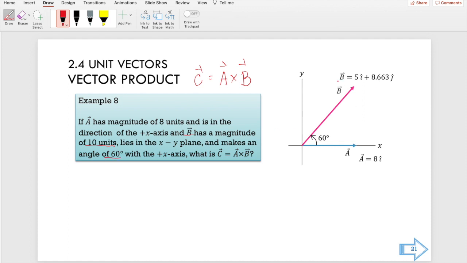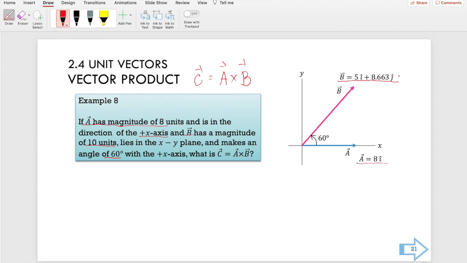Now we write it in its component form, which is 5 i hat plus 8.63 j hat. Now, if you don't know how to compute for its component form, I hope you will refer to the previous video that we have on writing component forms of vectors. Now, for vector A, it has a magnitude along the x-axis only, so it has a component form of this one.